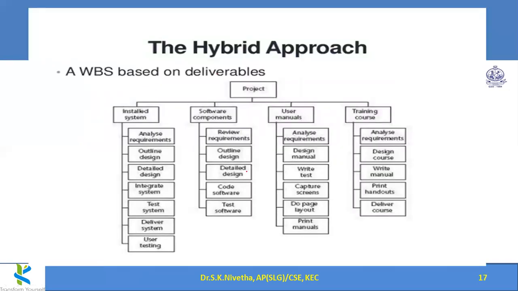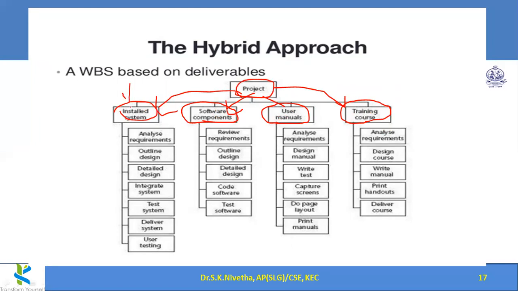And in the hybrid approach, we could see the project is mainly divided into 4 deliverables. First part is the installed system. Second part is the corresponding software components. Third part is user manual preparation. Fourth part is a training course to be arranged to use the software. Okay, so in 4 ways they are categorizing 4 independent modules, independent deliverables.